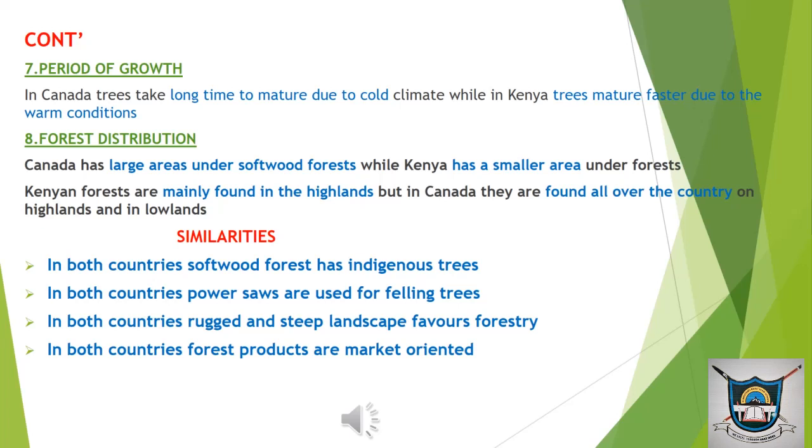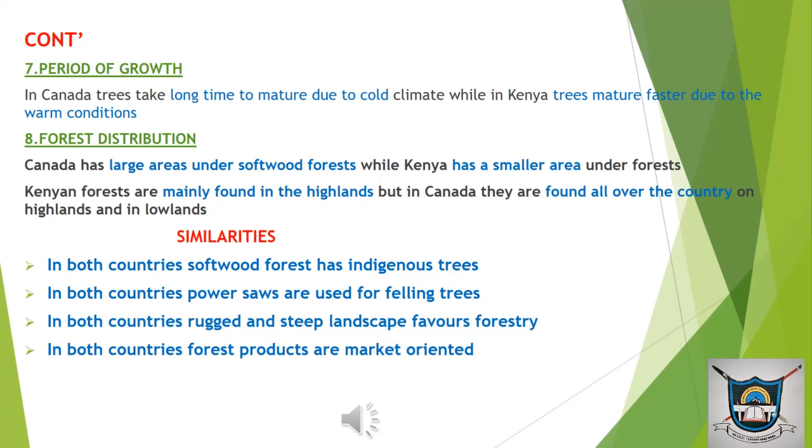Then forest distribution. Canada has a large area of softwood forest, where Kenya has a smaller area of softwood forest. Then Kenya forests are mainly found in the highlands, but in Canada they are found all over the country, on the highlands and on lowlands. So far so good. Those are the major differences.